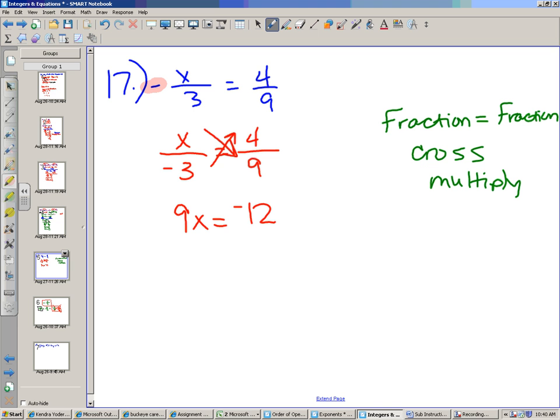And it doesn't matter how much junk you have in the numerator and how much junk you have in each denominator. As long as you have one single fraction equal to one single fraction, you are automatically able to cross multiply anytime. So I'm going to divide both sides by 9. And x is going to be equal to negative 12/9.